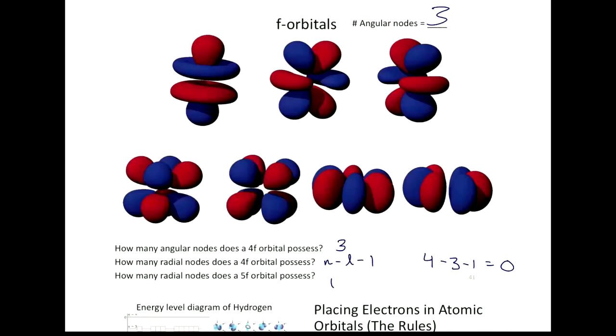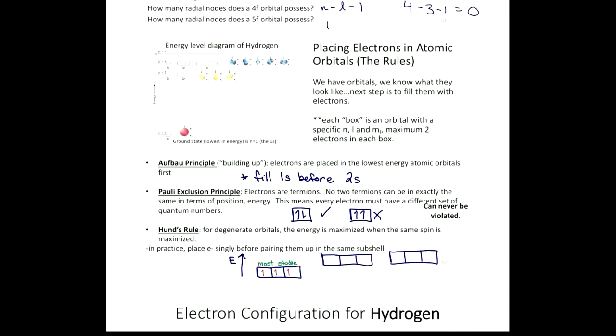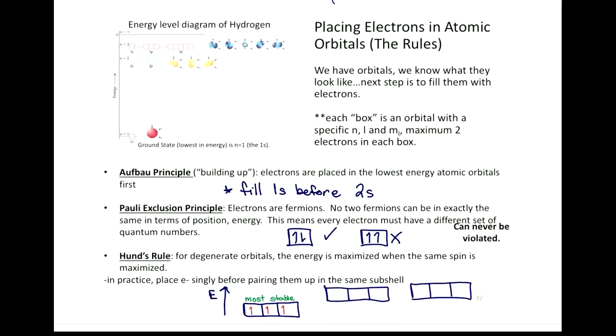This is how we get those shapes. This is how we get the sizes. All right, okay. So now on to kind of the meat and potatoes of this chapter, which is electron configurations, all right?